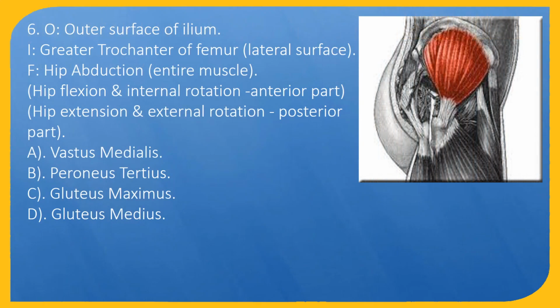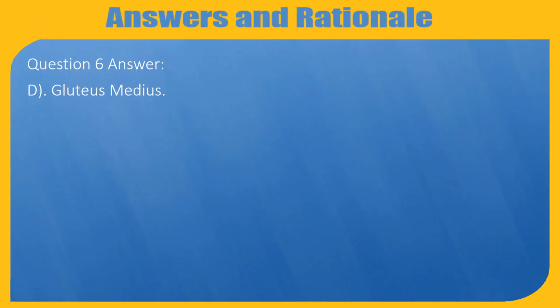Question 6: O. Outer surface of ilium. I. Greater trochanter of femur, lateral surface. F. Hip abduction, entire muscle. Hip flexion and internal rotation, anterior part; hip extension and external rotation, posterior part. A. Vastus medialis. B. Peroneus tertius. C. Gluteus maximus. D. Gluteus medius. Question 6 answer, D. Gluteus medius.